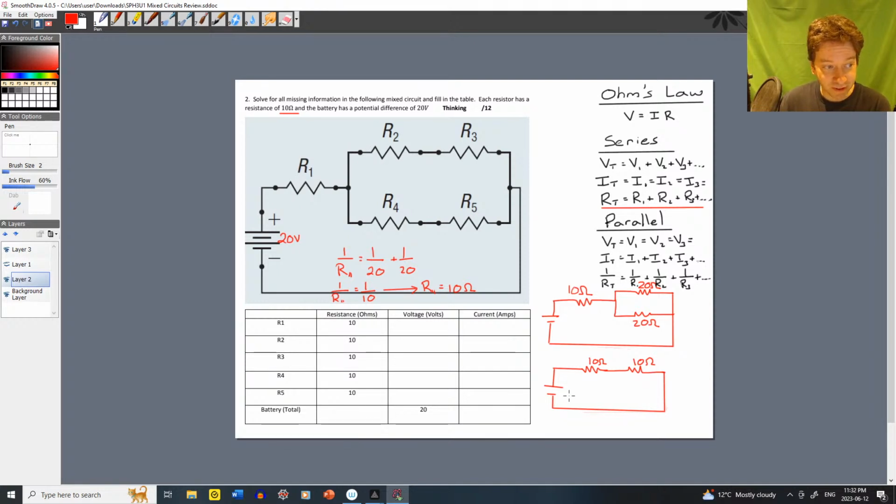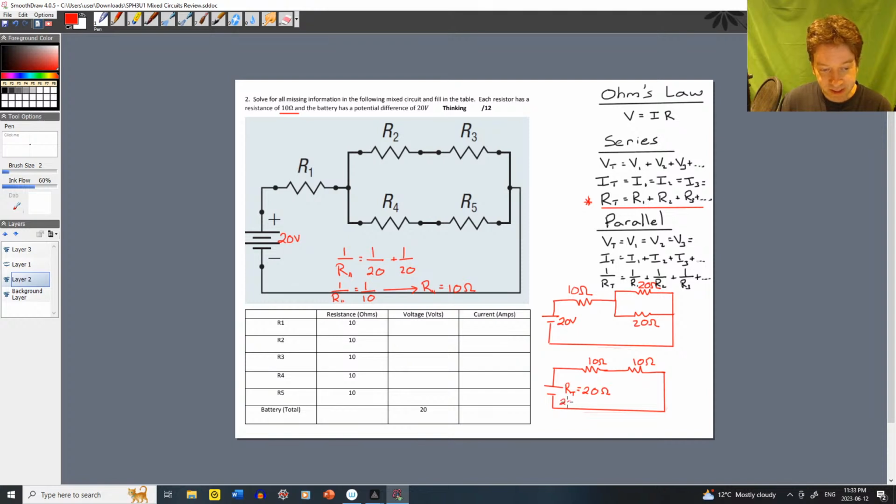So this is also going to be 10 ohms. So now we can figure out what that total resistance is, because we have two resistors in series. Since it's in series, those are just going to add. So we get a total resistance of 20 ohms. And we know the voltage is 20 volts.